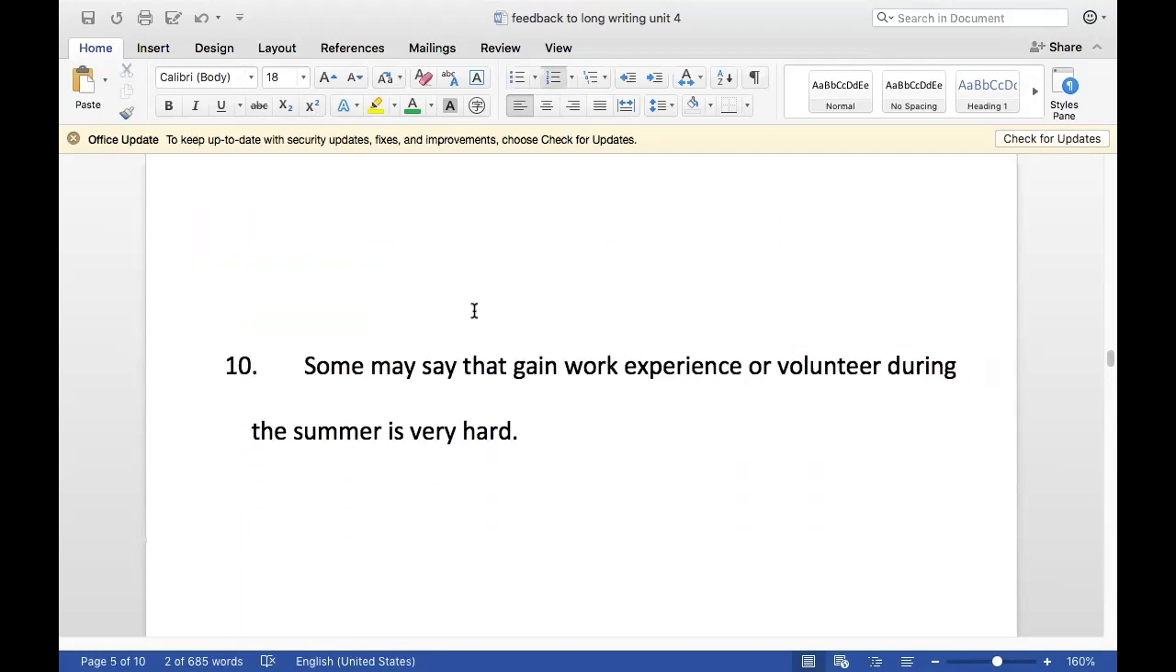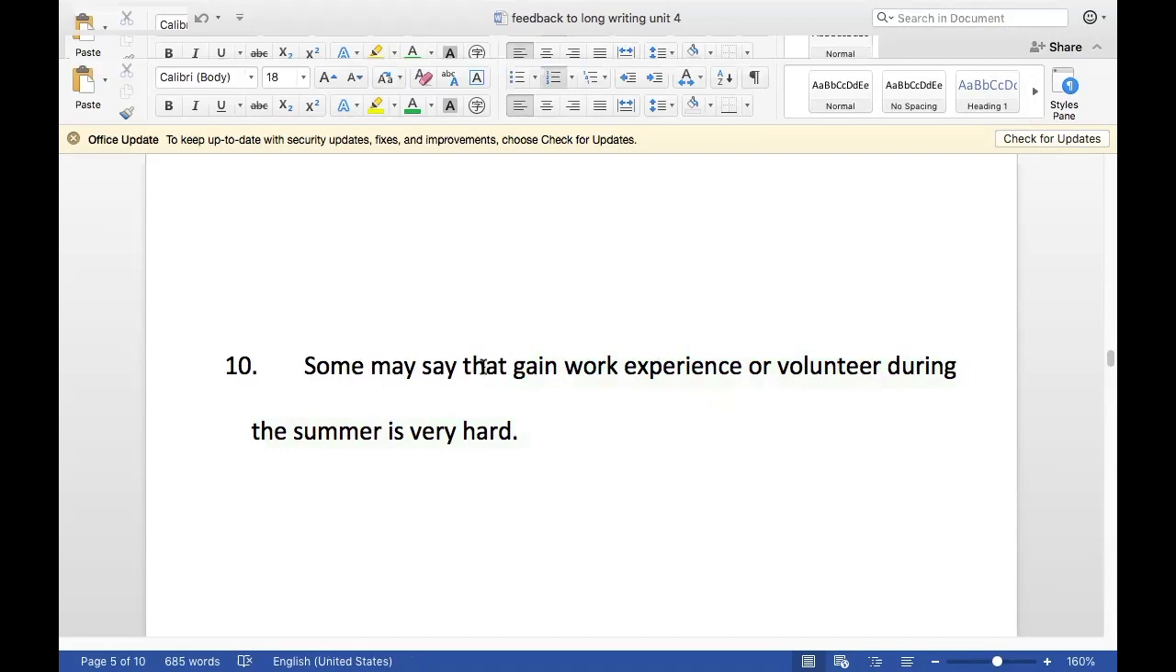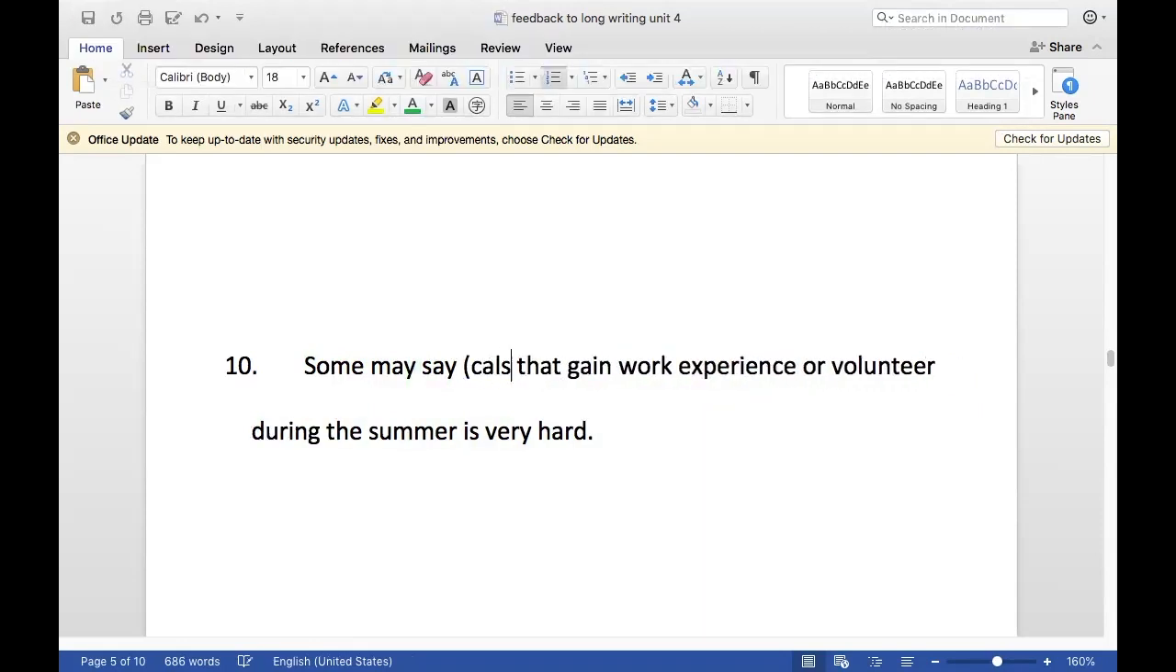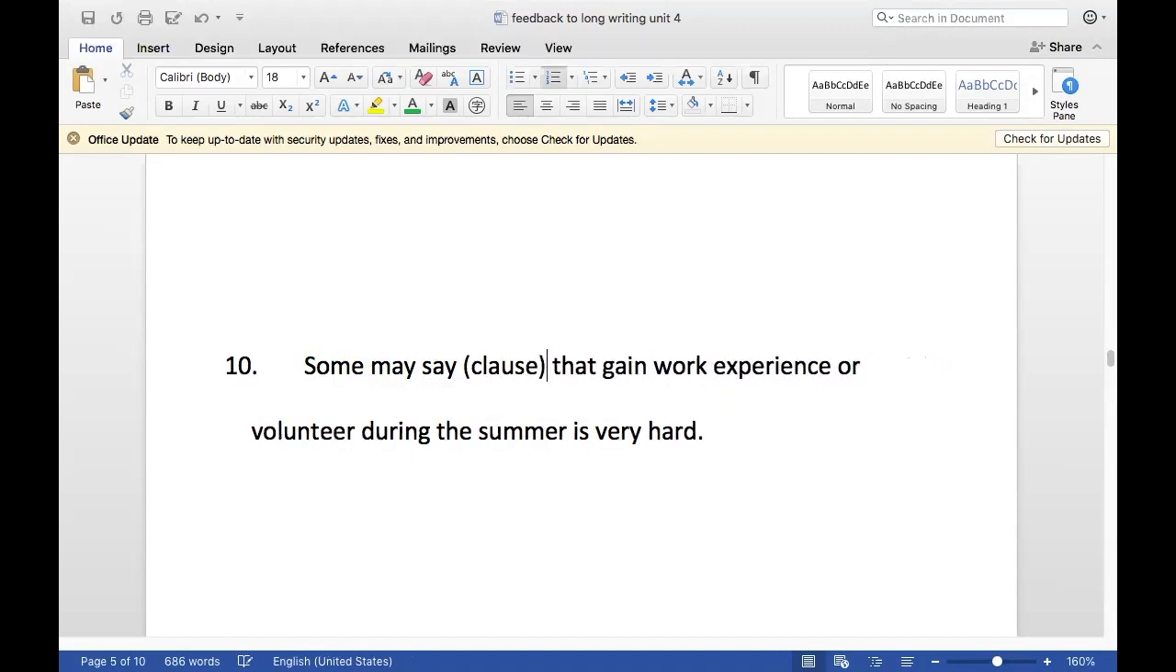Number 10, some people may say that gain work experience or volunteer during the summer is very hard. Again, now this is a clause, right? Subject, verb. Some may say, subject and verb. This is already a clause structure. And after that, you have another clause. Two clauses here. The subject, again, should be a noun, right? How can you change gain from a verb to a noun?